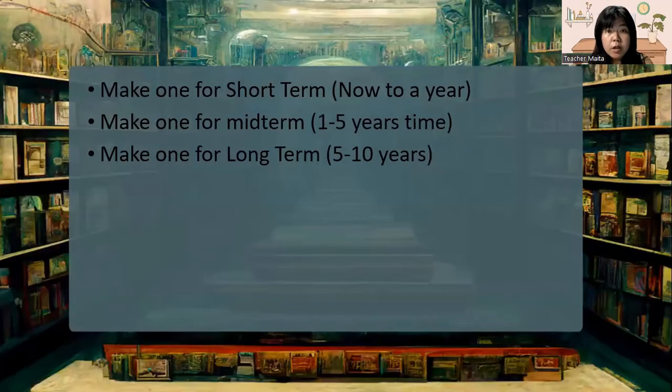So, when we're doing goal obstacle solution activities, you usually make one for the short term, the midterm, and the long term. So, for short term, it's anywhere between now to a year. For the midterm, 1 to 5 years. And for the long term, it's something far into the future. This time, you're really going to try to predict, I'm going to be this. I'm going to achieve this. I'm going to have this. Now, you're also going to be predicting your own obstacles. What do you think your obstacle is?